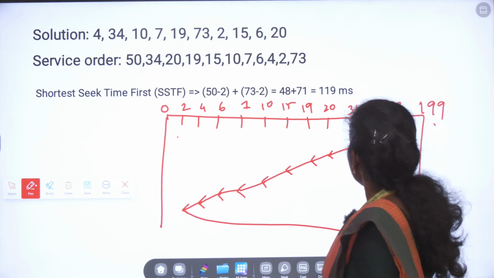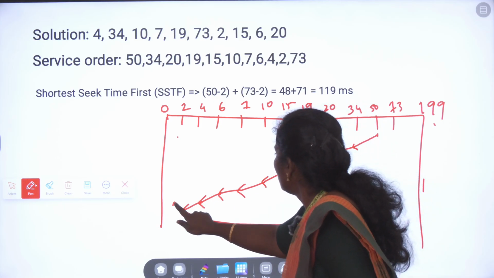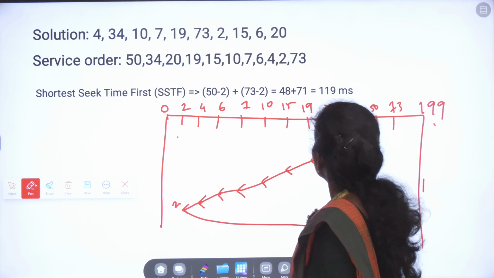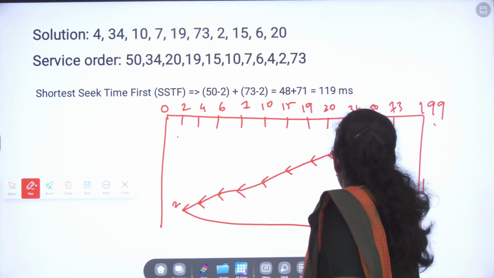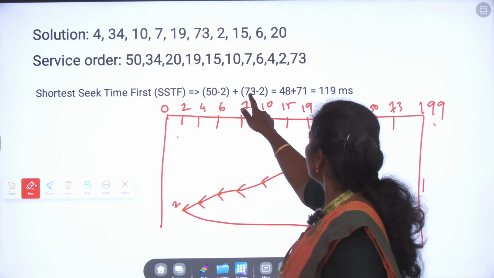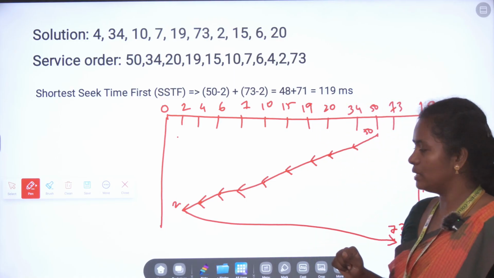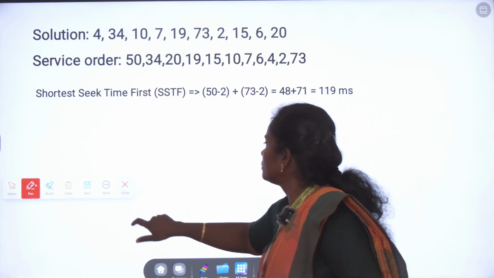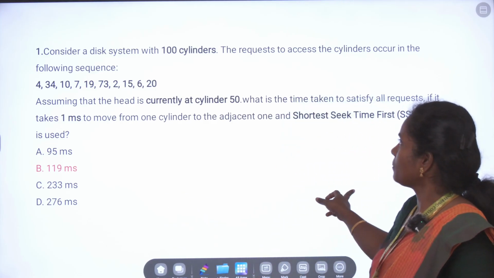Now we have to calculate the seek time. The head travels in a single direction from 50 to 2, so I subtract 50 minus 2, plus 2 to 73, that is 73 minus 2. In total we get 48 plus 71, which is 119 milliseconds. So the answer is 119 milliseconds.